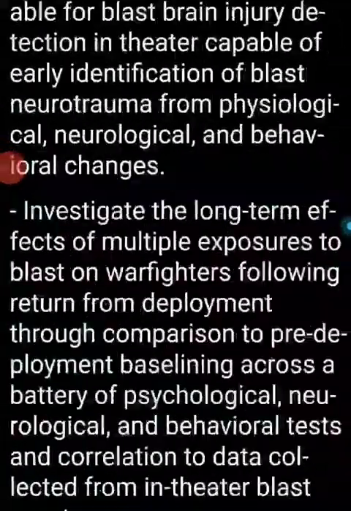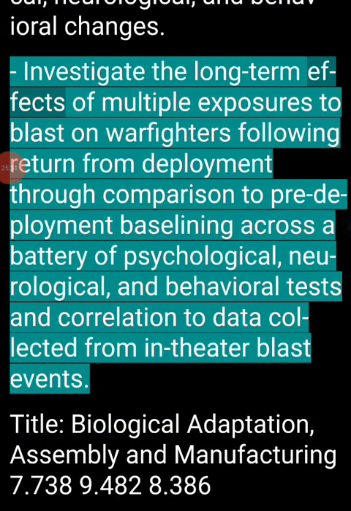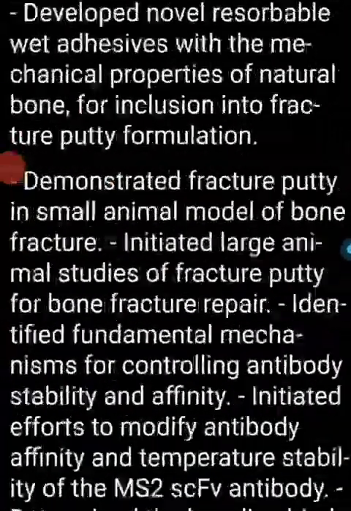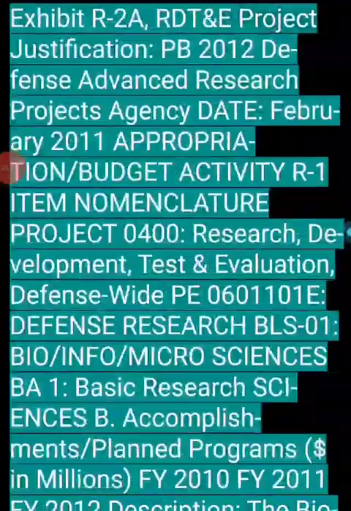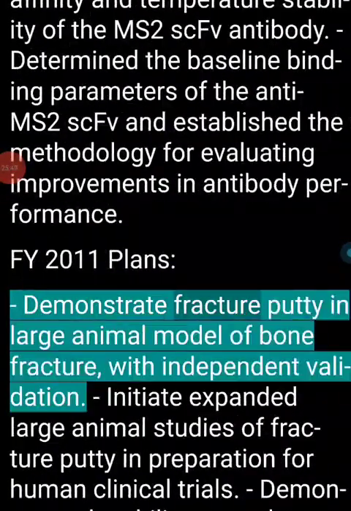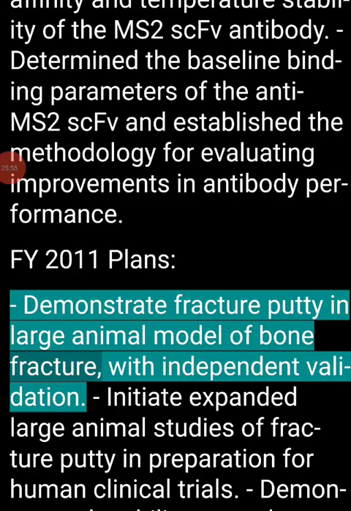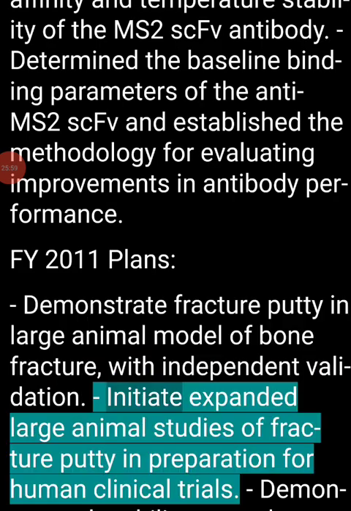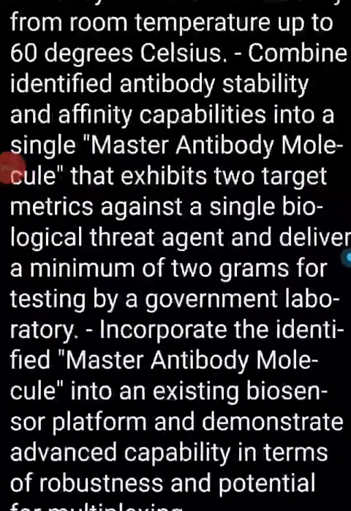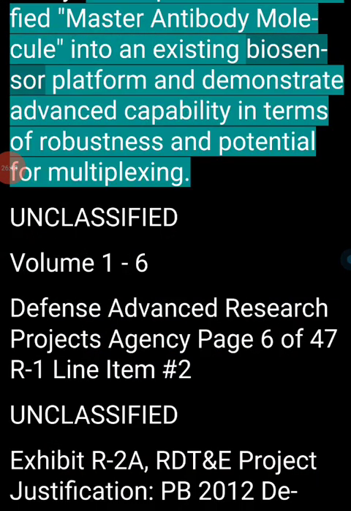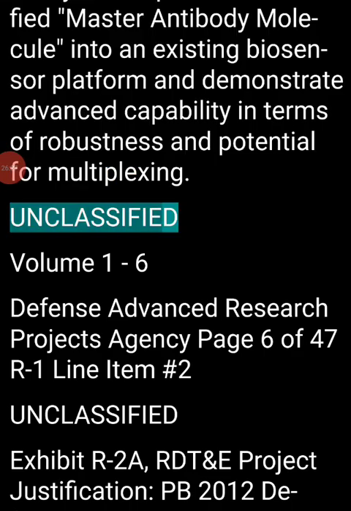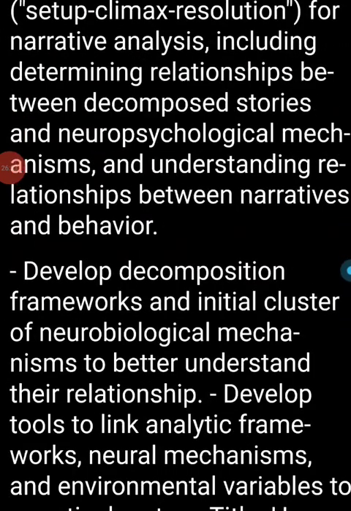FY 2011 Plan. Investigate the long-term effects of multiple exposures to blast on warfighters following deployment. Exhibit R2A RDT&E. Demonstrate fracture putty in large animal model of bone fracture with independent validation. Initiate expanded large animal studies of fracture putty. Incorporate the identified master antibody molecule into an existing biosensor platform and demonstrate advanced capability in terms of robustness and potential for multiplexing. Unclassified. Volume 1-6.